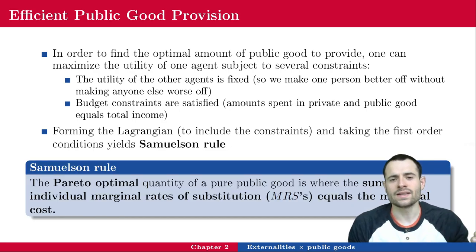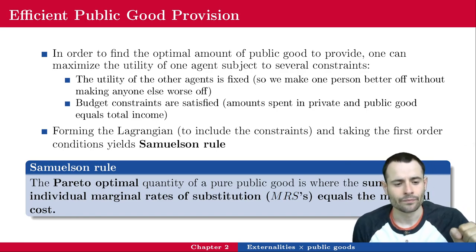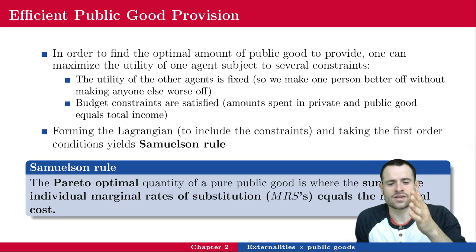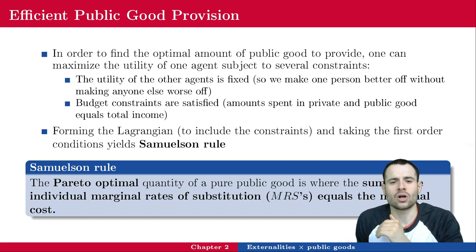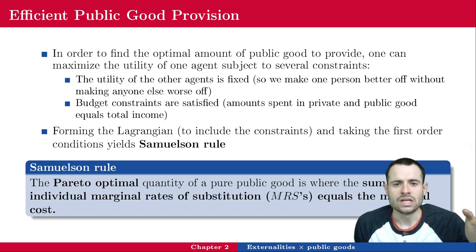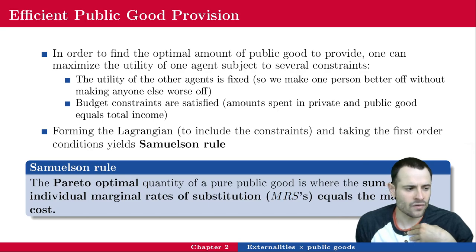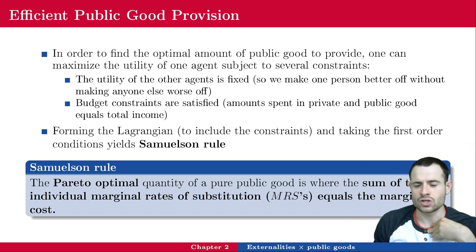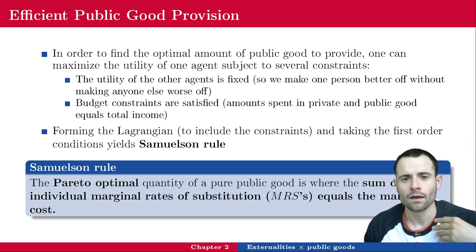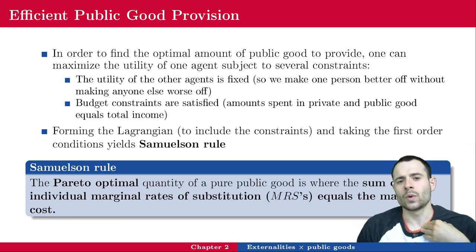The Samuelson rule is what you get after maximizing this utility. It says that the Pareto optimal quantity of a pure public good is where the sum of individual marginal rates of substitution, MRS, equals the marginal cost of providing the good. Remember that since the good is public, many people can enjoy it. So it's not just my private marginal benefit equals my private marginal cost, which is buying whatever good, the cost of a candy bar, for instance. If the good is public, I am not the only one who's going to enjoy it. So I'm going to add the marginal utilities of everybody else.